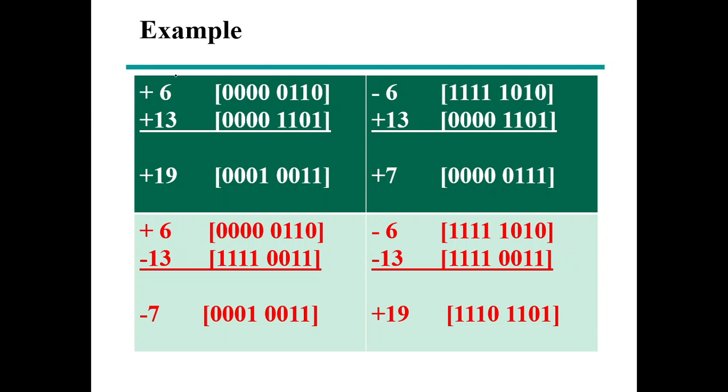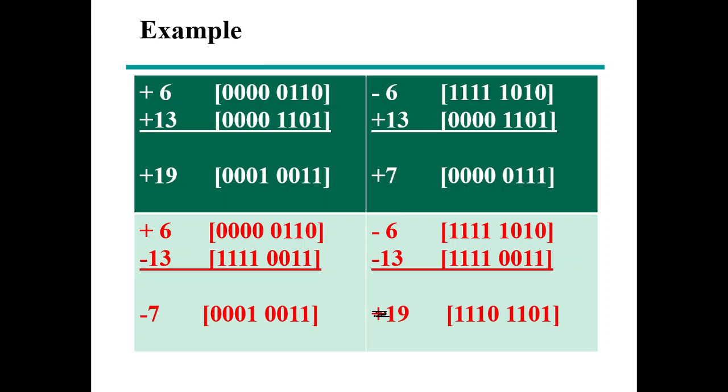So we have these four examples here, four possibilities. We are trying to add two positive numbers, a negative and a positive number, a positive and a negative number, and then two negative numbers, and we want to see the result in each case. I guess here we made a mistake. This is going to be minus 19.